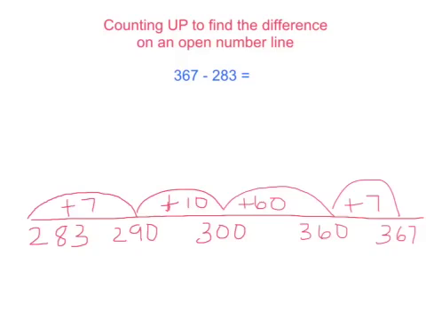Now, we're not finished yet. When we're using the counting up strategy, we have to count all of our jumps. So we're going to look at all of our jumps here, and we're going to add them up. So we know that 60 and 10 more make 70, and then 70 plus 7 more is 77. And then we add the last 7 to get our answer, 84.